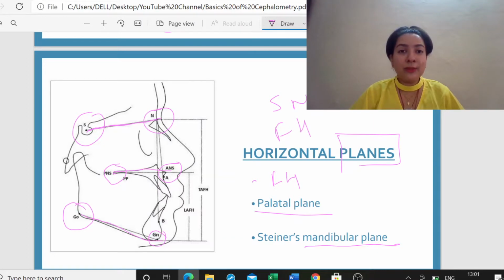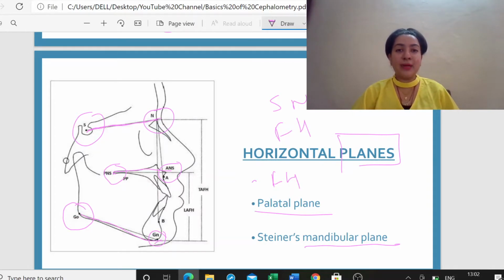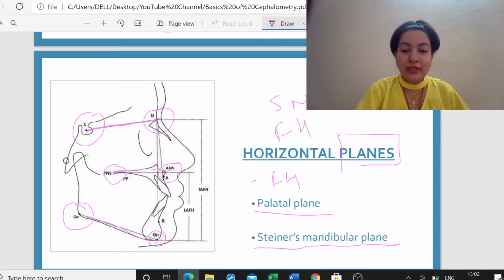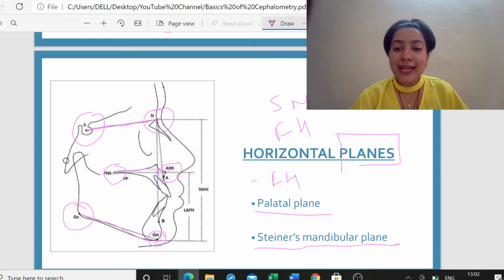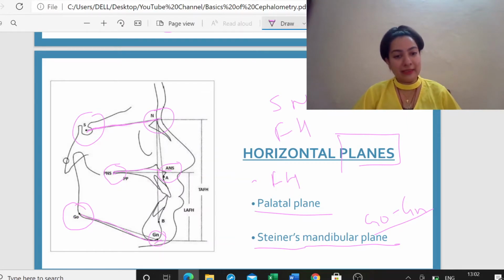Steiner said that mandibular plane is said to be most appropriate and it will give the best values if we consider the landmarks gonion and gnathion. Okay, so gonion and gnathion were the two landmarks which were given by Steiner to depict his mandibular plane. So this can be asked in a viva question. Tell me the landmarks for Steiner's mandibular plane. So it is GO to GN. GO-GN is the mandibular plane which is depicted by Steiner's.